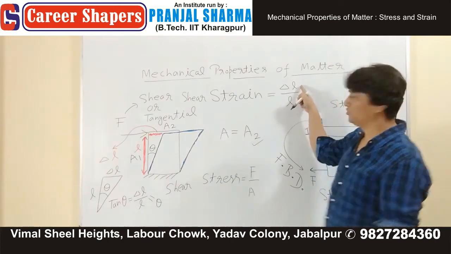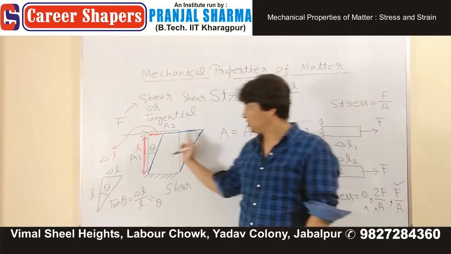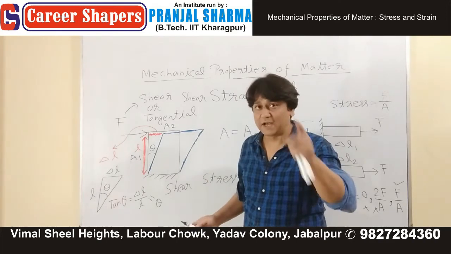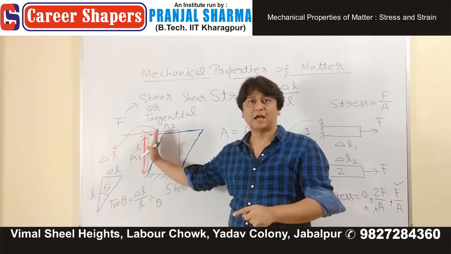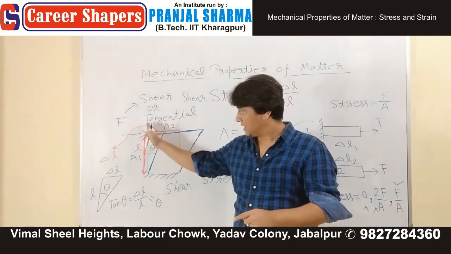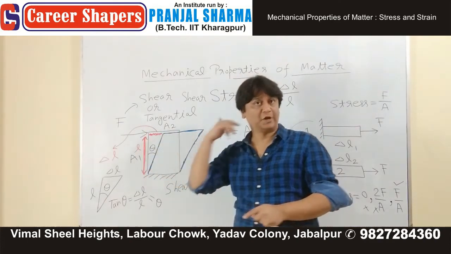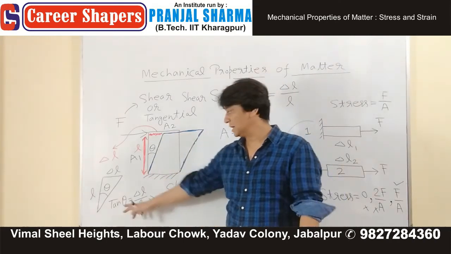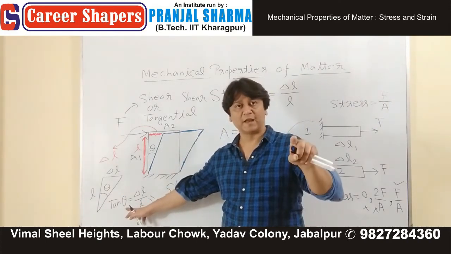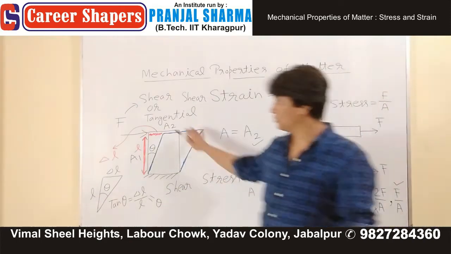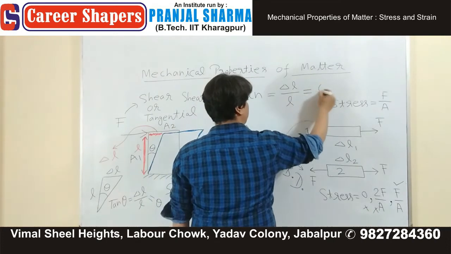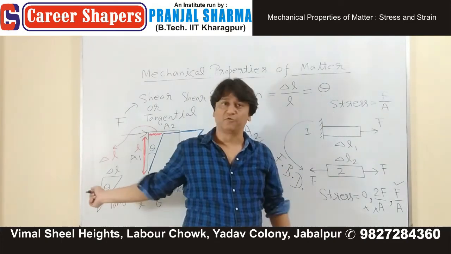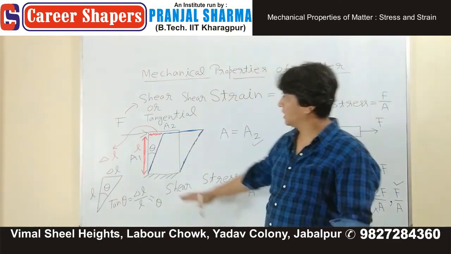Strain is defined as change in length divided by length. But which length? Change in this. As such, lengthwise, there is hardly any change. So what is delta L in the case of shear? The sideways deformation divided by side length. You can remember it like this: sideways deformation divided by side length. In simple words, tan theta. Tan theta, if theta is very small, can be approximated with theta, and therefore shear strain is also represented with the help of angular displacement seen in the figure. Draw this figure and write down everything.